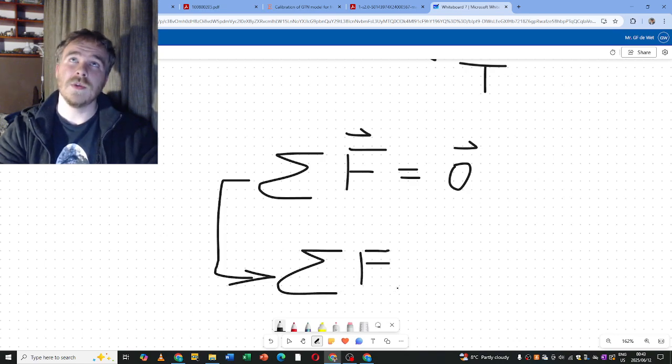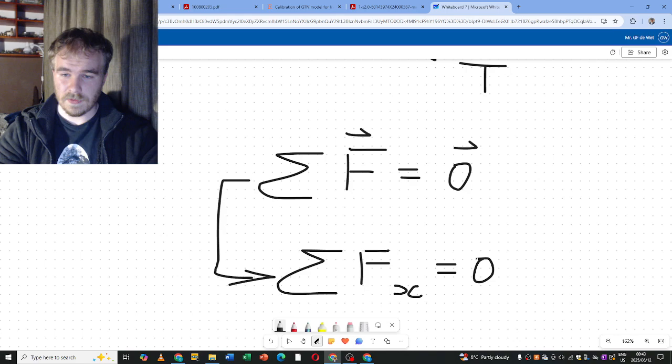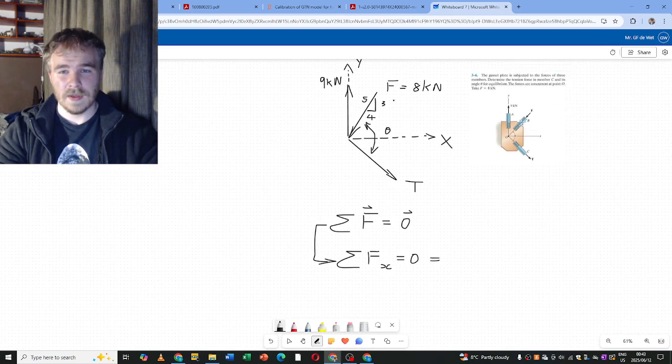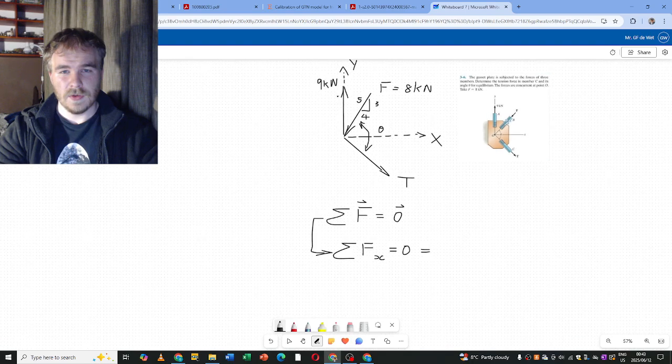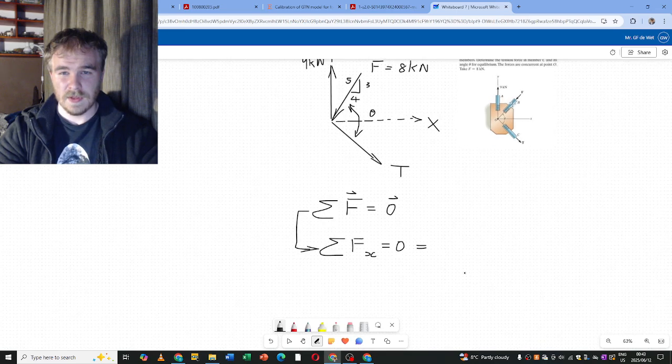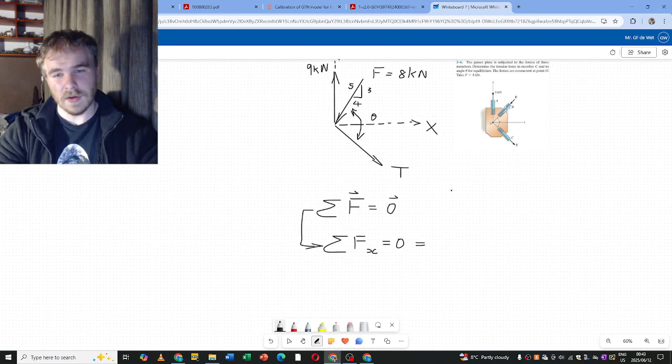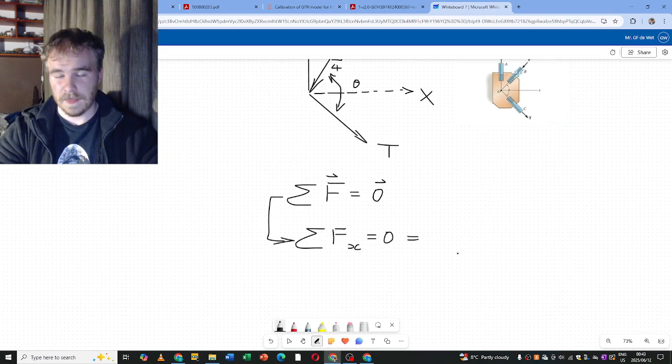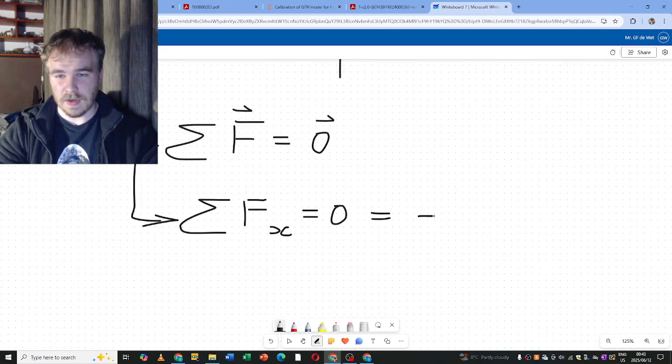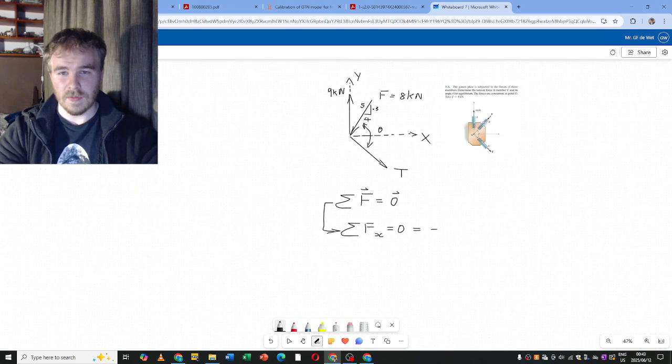And then from there we get the equation that says the sum of forces. Which one should we do first? Let's go x. X comes before y. The sum of forces in x needs to be 0, and that is also equal to nothing from this 9 kilonewton, but something from this F. F is in the negative direction, so it's going to be negative. And how much of F?